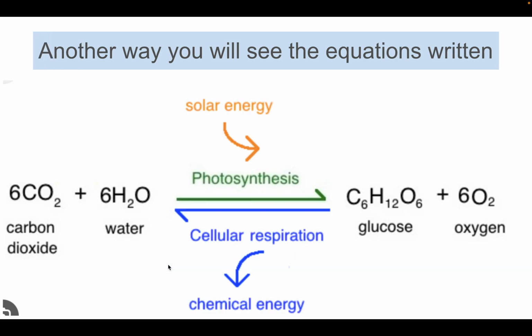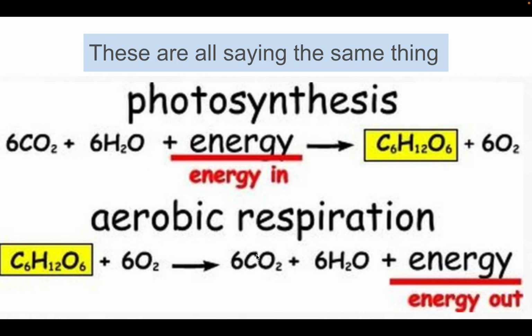You might also see it drawn this way. This is kind of a cool way because of the arrows. If you just follow this green arrow, it's saying in photosynthesis, you start with these ingredients, they turn into these ingredients. But if you want to do respiration, you just start over here on the right, you follow the blue arrow back, and you get these things on the left. With photosynthesis, you are receiving solar energy. With cellular respiration, you are using the chemical energy. So that's another way you could see it written.